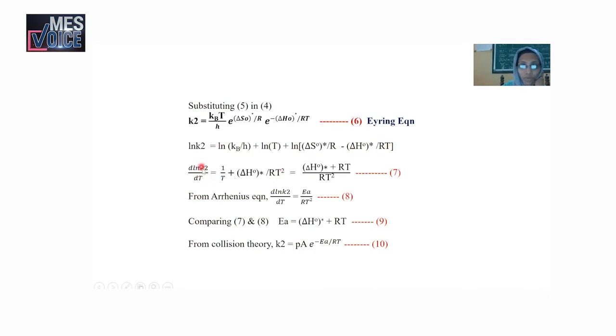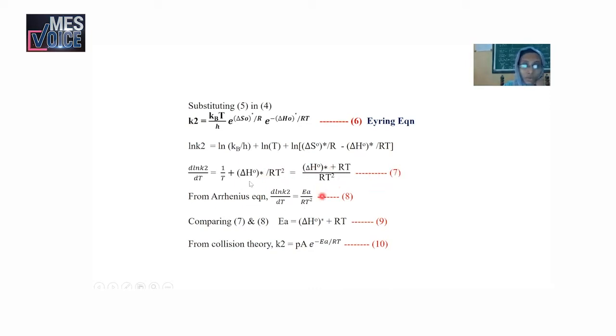So d by dT of ln K2 is equal to 1 by T plus delta H0 star divided by RT square. Taking RT square as the LCM, we get delta H0 star plus RT divided by RT square. This gives equation number 7.